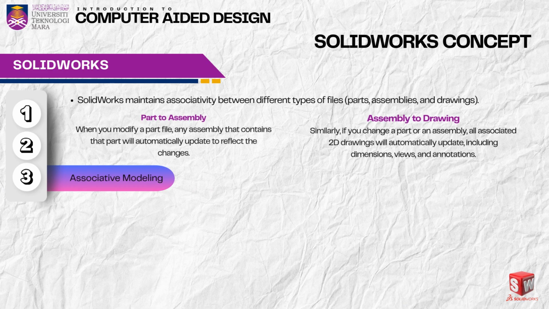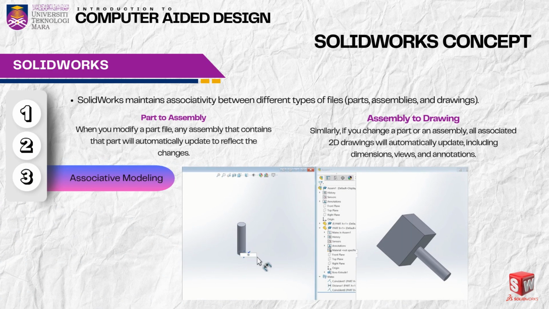First, consider the connection from part to assembly. Imagine you've created a bracket as a part file and added it into several assemblies. If you later decide to change the diameter of a hole in that bracket, every assembly that includes that bracket will automatically update to reflect the change. You don't have to go into each assembly and make the same edit manually. This automatic update keeps your designs consistent and dramatically speeds up the revision process.